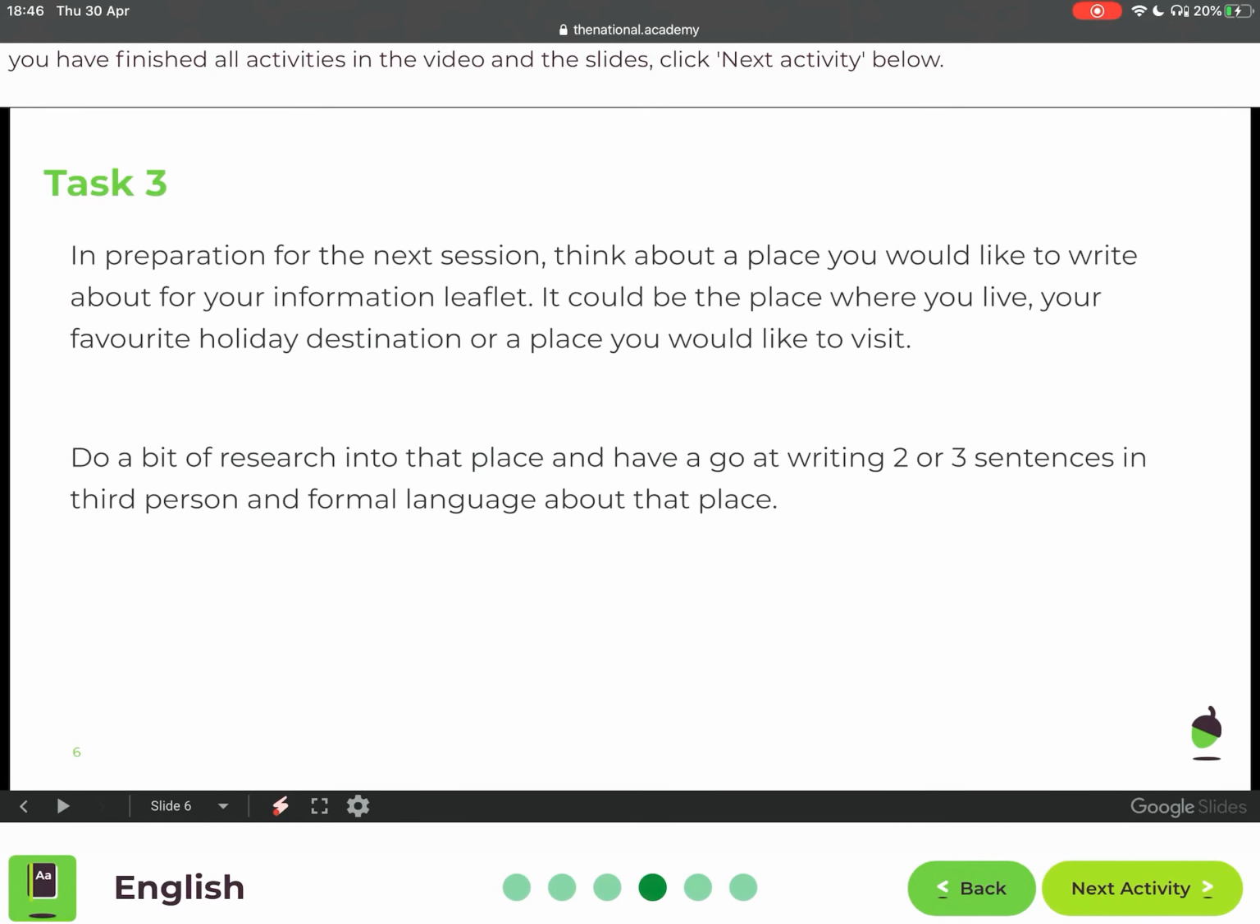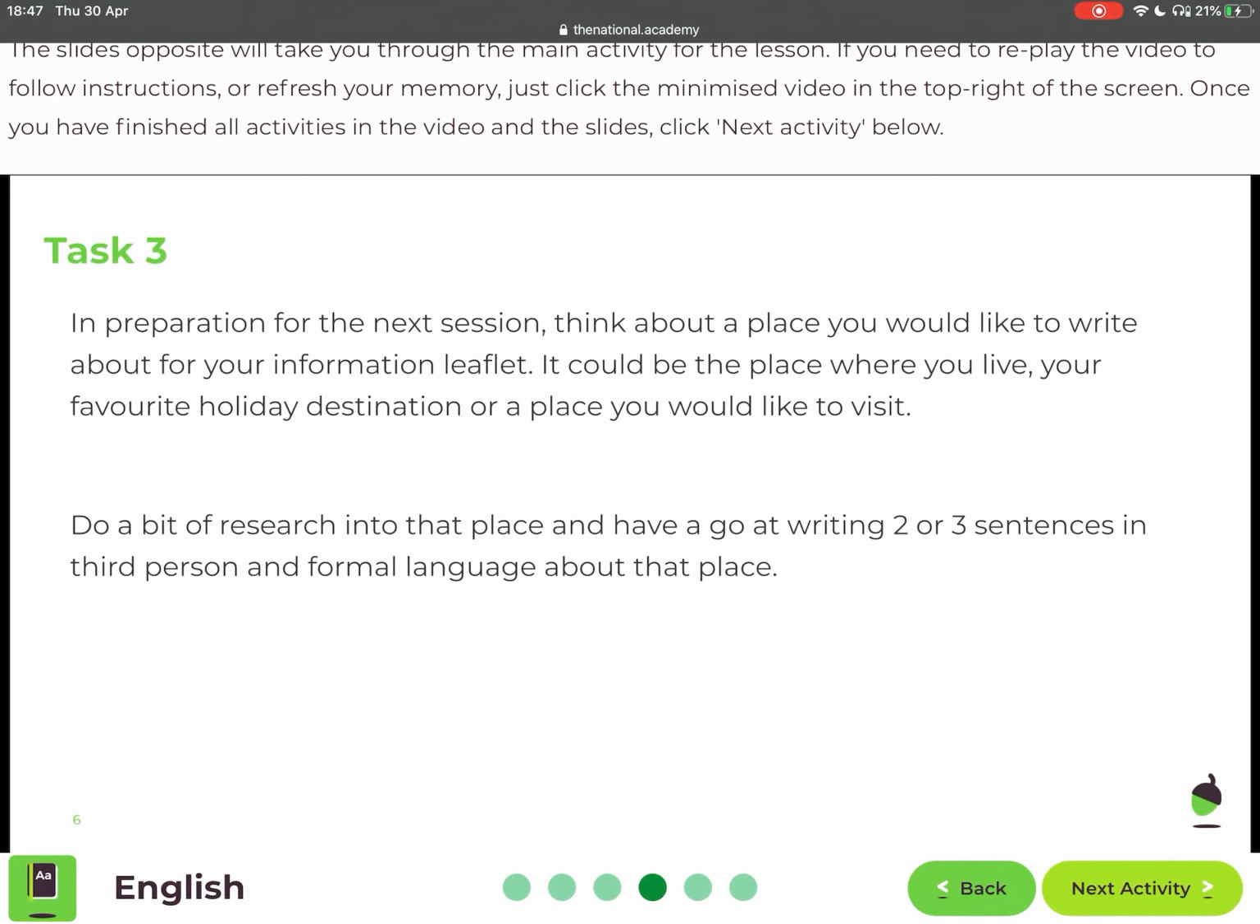In task 3, in preparation for the next session, think about a place you would like to write about for your information leaflet. It could be the place where you live, your favourite holiday destination, or a place you would like to visit. Do a bit of research into that place and have a go writing 2 to 3 sentences in third person and formal language about that place.